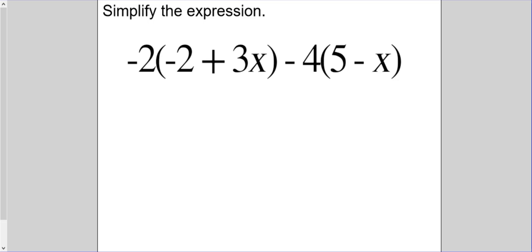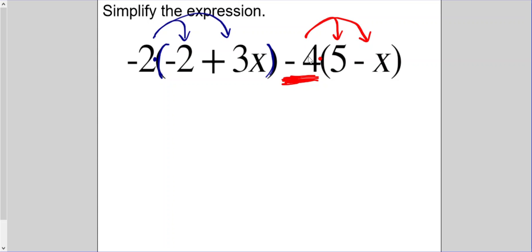Alright, so on this problem, I am looking to simplify the expression. I can see that I have this negative 2 that's waiting outside of this set of parentheses, waiting to be distributed. So that's going to get distributed into here. And I have a negative 4 outside of this set of parentheses that's going to get distributed into those two terms. That's really important that you see that minus sign attached to this 4. It's really a negative 4 that gets distributed into both of these terms.